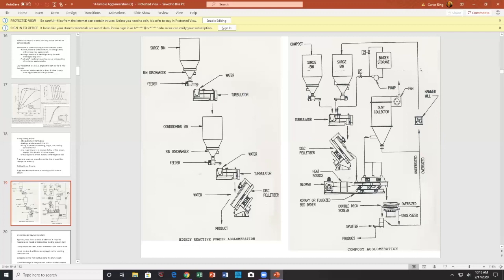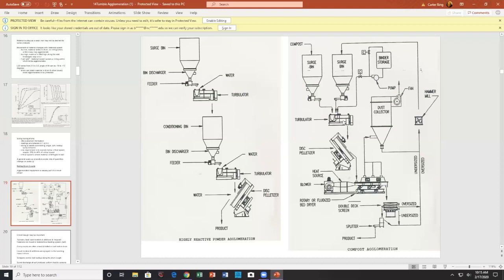Now, what bothers me about this somewhat, not necessarily all that much, is that the binder is already in this recycle. So I may have some material with binder in it up here, and they have a binder in a surge bin. It's sort of like asking for trouble, a binder in any bin. But it's interesting, this turbulizer or turbulator is being used for blending this binder in with the material.